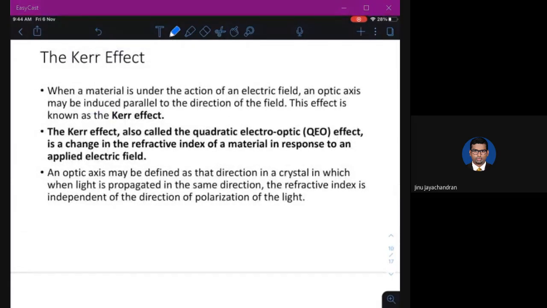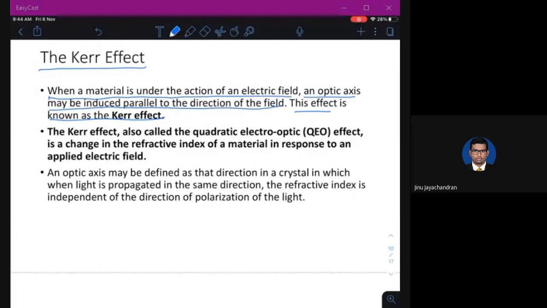The first one is called the Kerr effect. When a material is under the action of an electric field, an optic axis may be induced parallel to the direction of the field. This effect is known as the Kerr effect. We'll see what an optic axis is. It means that when you apply an electric field on some materials, parallel to that field there will be an optic axis induced. The optic axis is the axis through which the light will propagate.